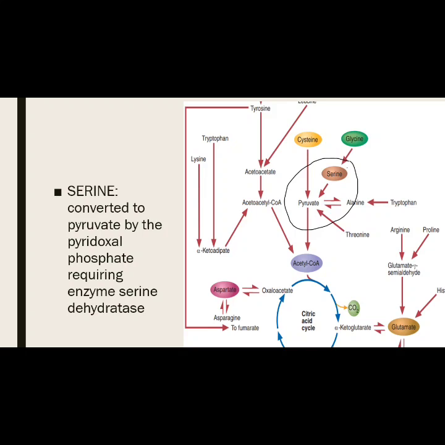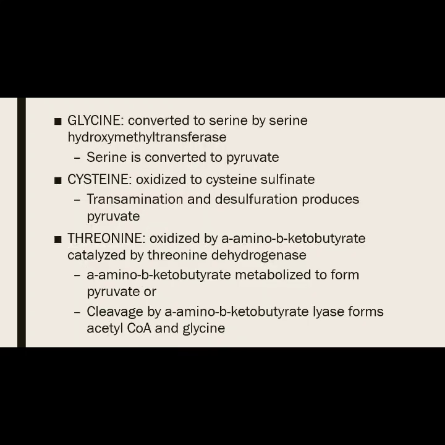Your glycine can be converted to serine by serine hydroxymethyltransferase. And then, of course, your serine is converted to pyruvate, as we've seen earlier, in that pathway.